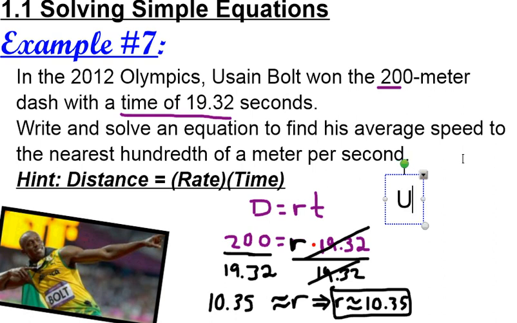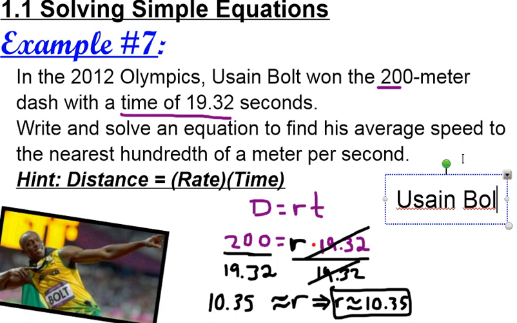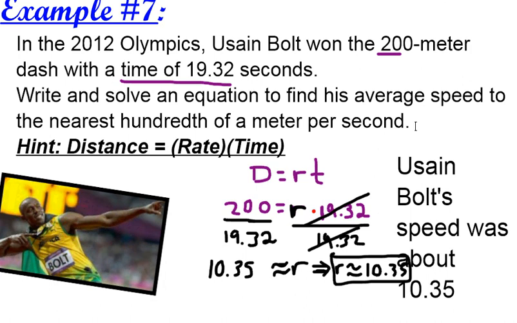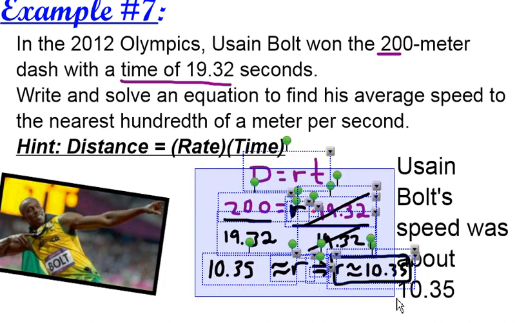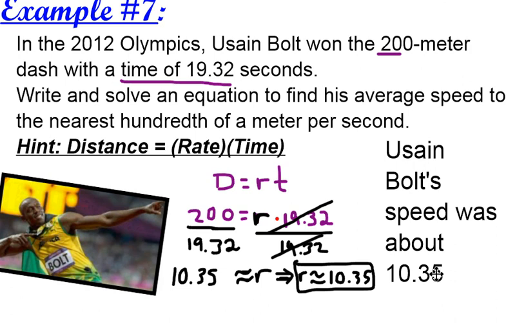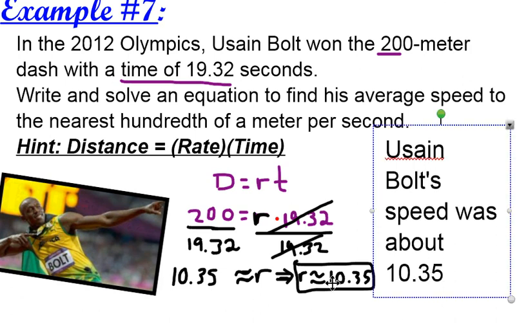So I'm going to say Usain Bolt's speed was about 10.35, and now we run into another issue, and this is one reason why I like you writing sentences, is it makes you think a little bit deeper about the problem. 10.35 what? So is it seconds? Is it meters, miles? What is it? So we need to find some units.